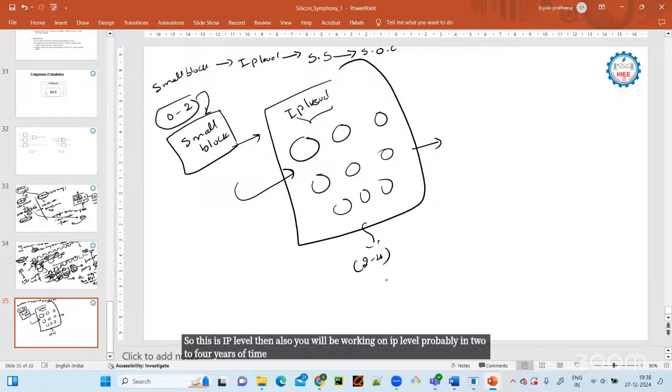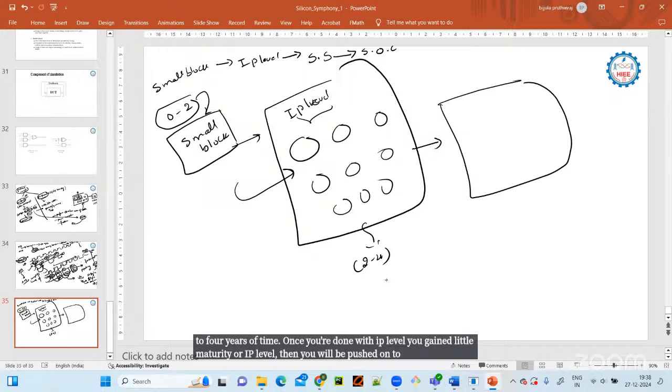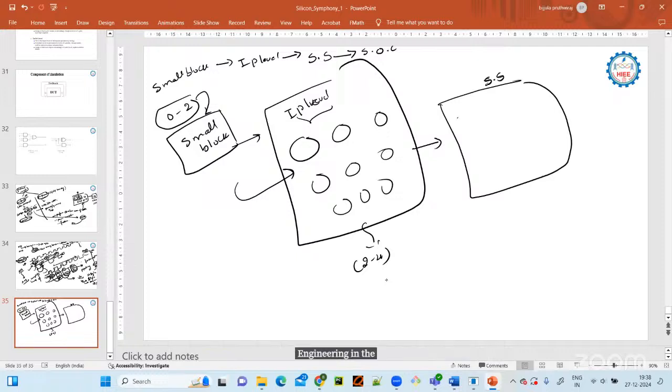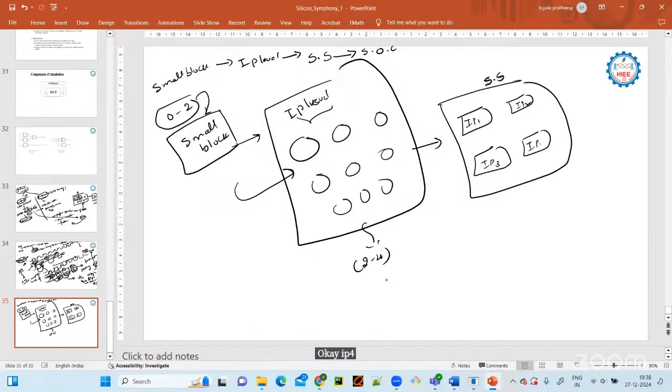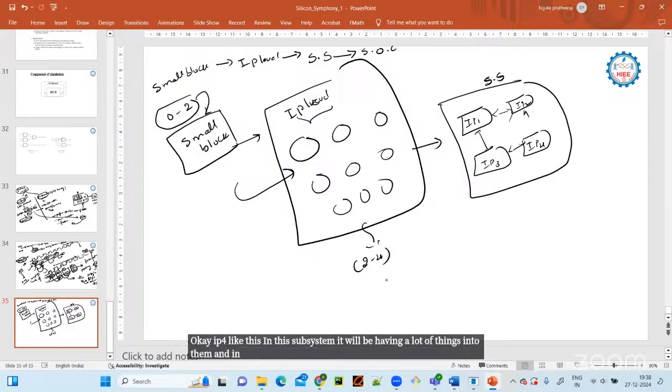Once you're done with IP level and have gained a little maturity, you will be pushed on to subsystem level verification or subsystem level engineering. A subsystem has a lot of IPs in it, like IP1, IP2, IP3, IP4, and in between these different IPs there will be bridges in order to communicate. Between your 4 to 6 years of career you will be working on subsystem, or you may even get a chance to work on SOC also.